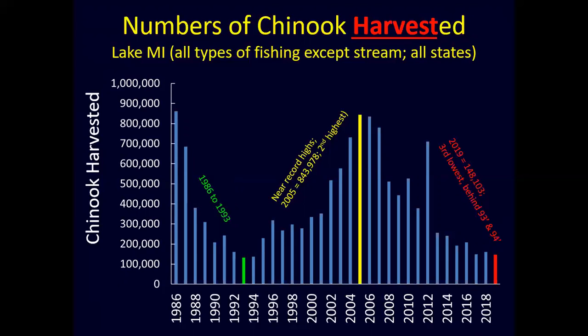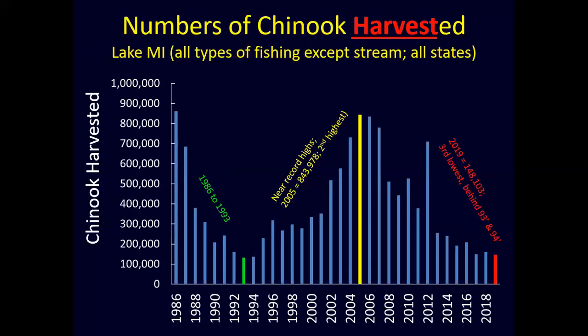This was during the era of bacterial kidney disease. Subsequently, we saw increases in harvest despite the fact that stocking was actually being reduced. There were improvements in the fishery post BKD, and we increased to actually the second highest harvest in 2005 at over 800,000 Chinook salmon harvested.